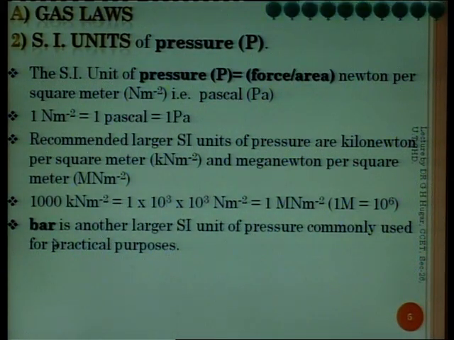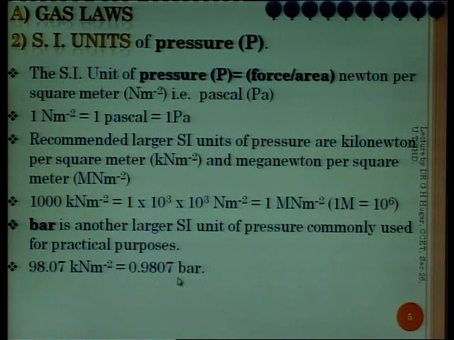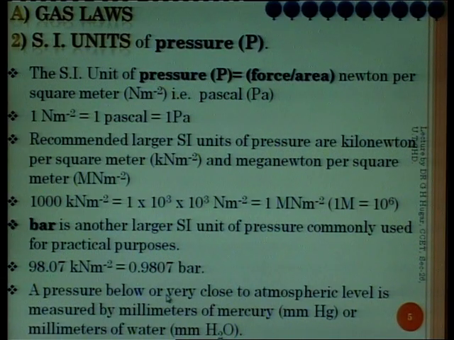It is customary to express the pressure even in terms of bar. Bar is another larger SI unit of pressure commonly used for practical purposes. 0.9807 bar equals 98.07 kilonewton per square meter. Sometimes we have to measure a pressure less than atmospheric pressure. A pressure below or very close to the atmospheric level is measured in millimeters of mercury or millimeters of water.